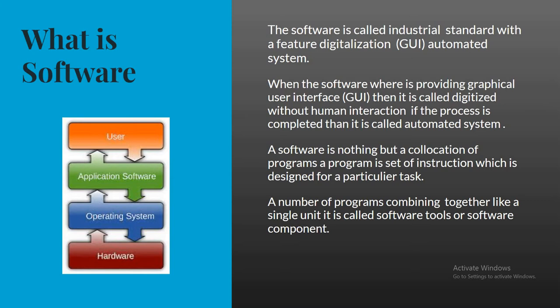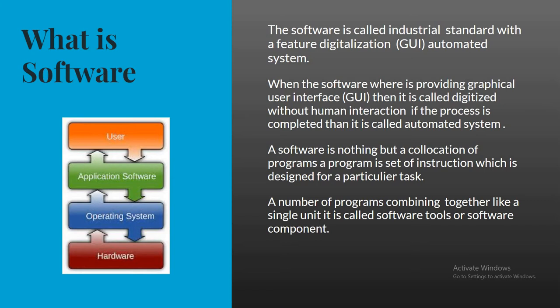So to create one software, we need multiple programs. So what is a program? A program is a set of instructions which is designed to complete a particular task. So we have some task and we want to do that task, so we have to give some instructions. That set of instructions is called a program. A number of programs combined together like a single unit are called software tools or software components.